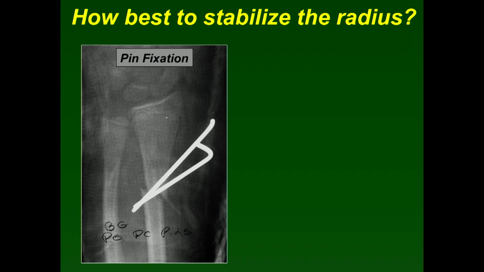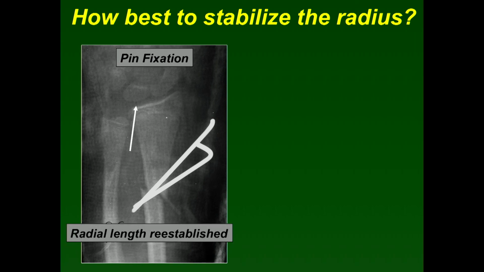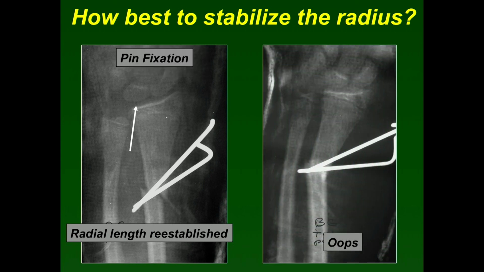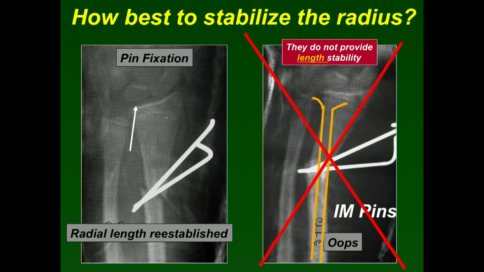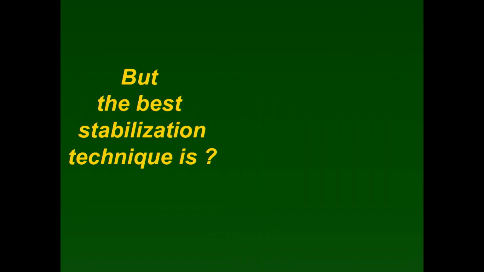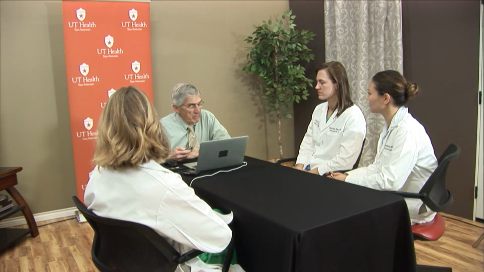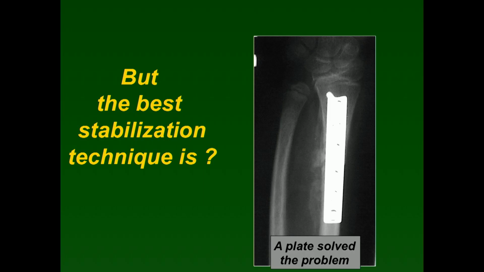So he tried pin fixation. Is that going to hold it? No. Stable? No, it's not going to hold it very well. So alternatives, what about intramedullary pins? Well, they don't really provide much in the way of length stability. So what is the best stabilization? Plate. Yeah, right, exactly right. A plate. This is one place where you need to do an open reduction and plate fixation.